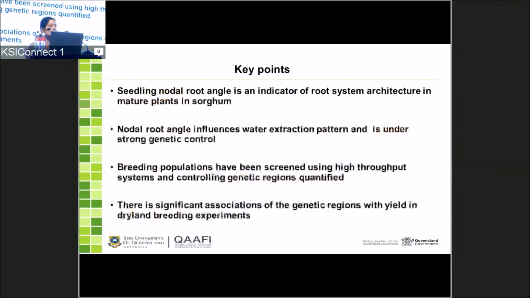My key points from this talk are that seedling nodal root angle is an indicator of root system architecture in mature plants in sorghum. Nodal root angle influences water extraction pattern and is under strong genetic control. Breeding populations have been screened using high throughput systems and controlling genetic regions identified. There is significant association of these regions with yield in dry land breeding trials.